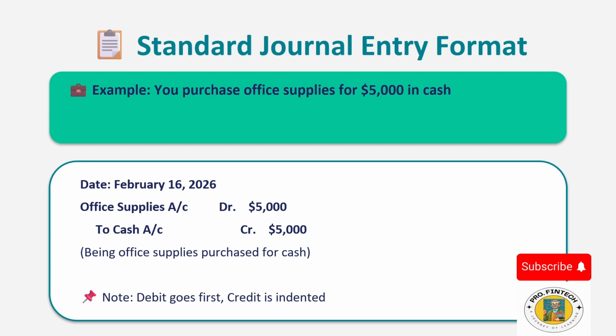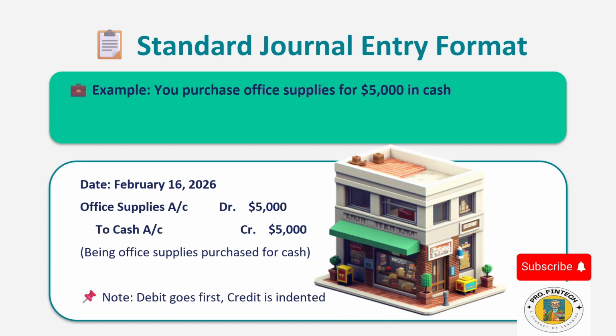Let me show you a real example that you can relate to. Imagine you are running a small business. You need to buy office supplies: pens, papers, staplers, all that stuff. You go to a stationery shop and spend $5,000 in cash. Here's how we would record this transaction.